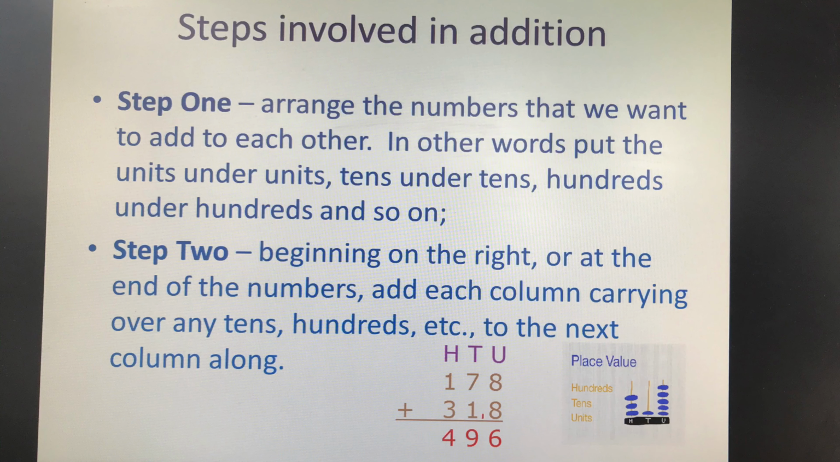Now, looking at the steps involved in addition, the first thing to do is arrange the numbers that we want to add to each other. In other words, put the units under the units, the tens under the tens, and the hundreds under the hundreds, and so on. And then step 2, beginning on the right, or at the end of the numbers, we add each column, carrying over any tens, hundreds, etc. onto the next column. And I've just included 2 illustrations at the bottom of my slide, just to go over those steps and to show you what I mean by units, tens and hundreds.